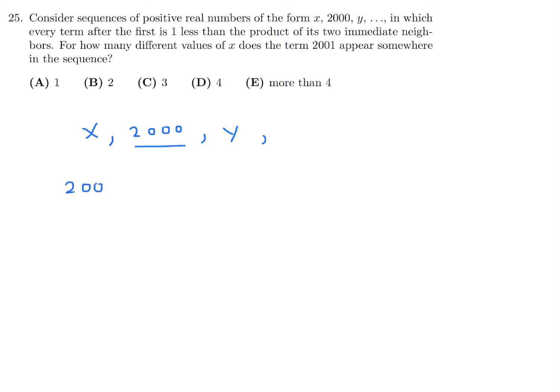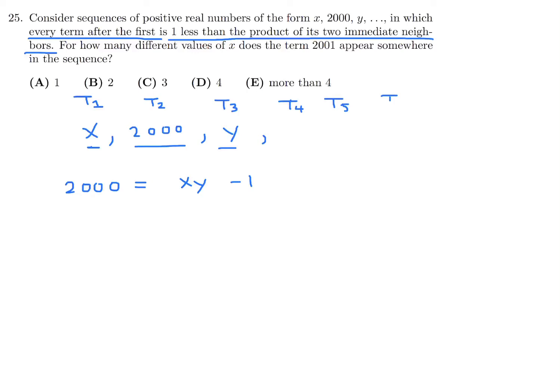So that means if we take 2000, 2000 is equal to one less than the product of its two neighbors, like this. Okay? So I hope you understand that. Every term after the first is one less than the product of its two immediate neighbors. Okay? So, let's go with that. This is term 1, this is term 2, this is term 3, and we'll try to find a bunch of terms here.